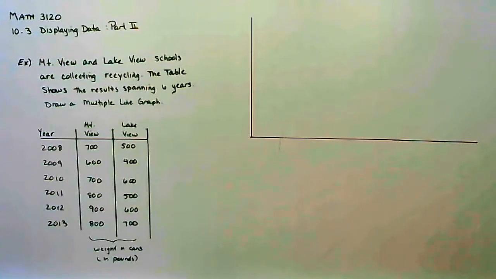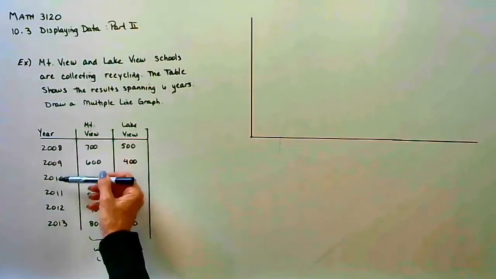Recycled from the year 2008 to 2013. Make an appropriate scale and draw a double line graph. Make sure to create a title for the graph, label the axes, and create a legend to explain the data.